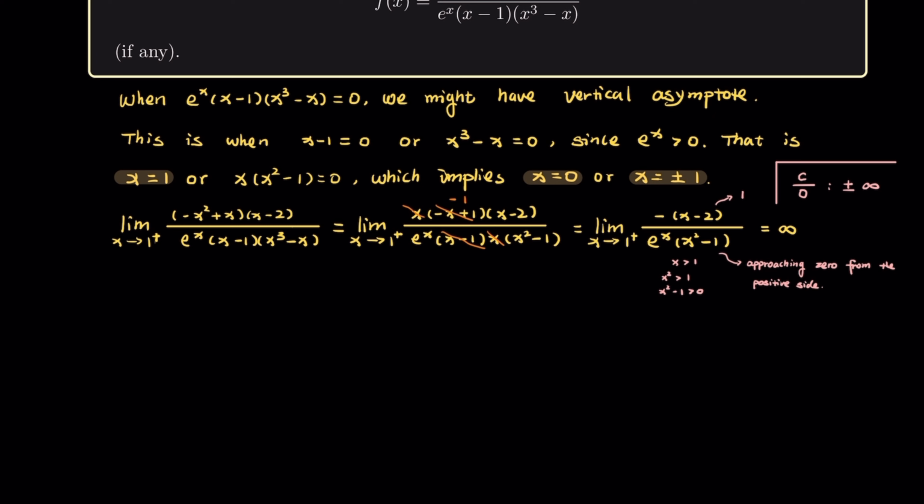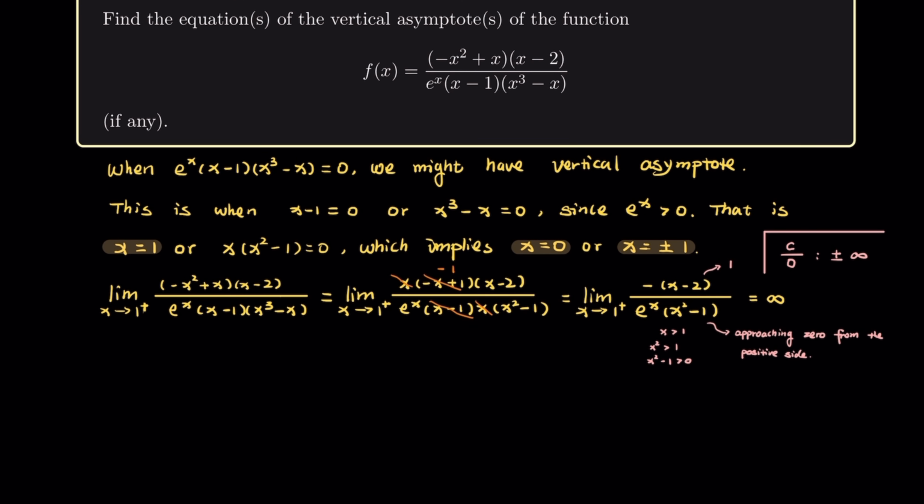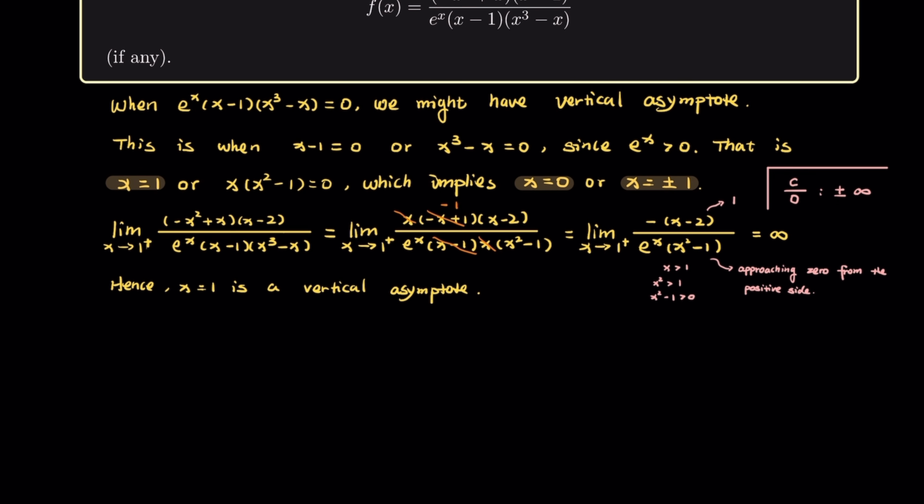And as we mentioned before, as long as I have one one-sided limit equal to infinity or negative infinity, that means we have a vertical asymptote. So this tells us x equals 1 is a vertical asymptote. Now let's check when x equals 0. Consider the limit as x approaches 0 of f of x.